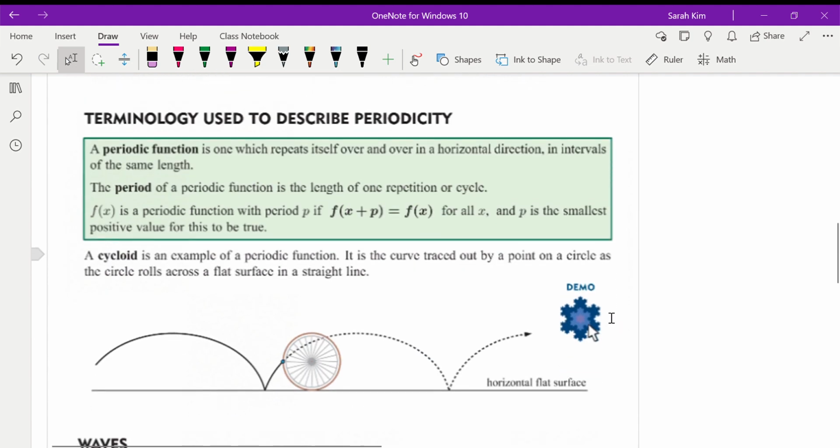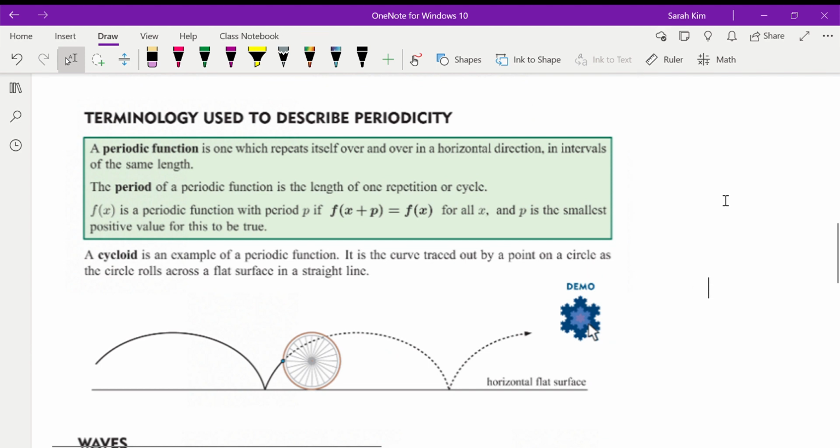So here is some terminology you'll find useful to write down. Please write this down in your book. A periodic function is one which repeats itself over and over in a horizontal direction, so it's going that way, in intervals of the same length. That's very important, intervals of the same length. That shouldn't change because then it changes the pattern as well.